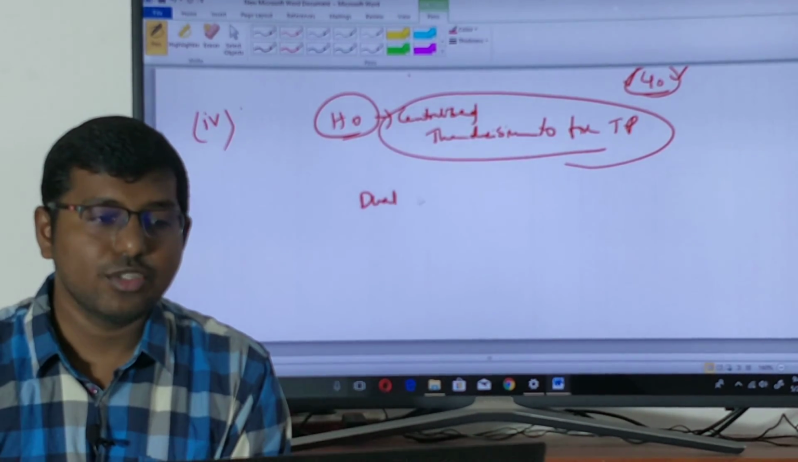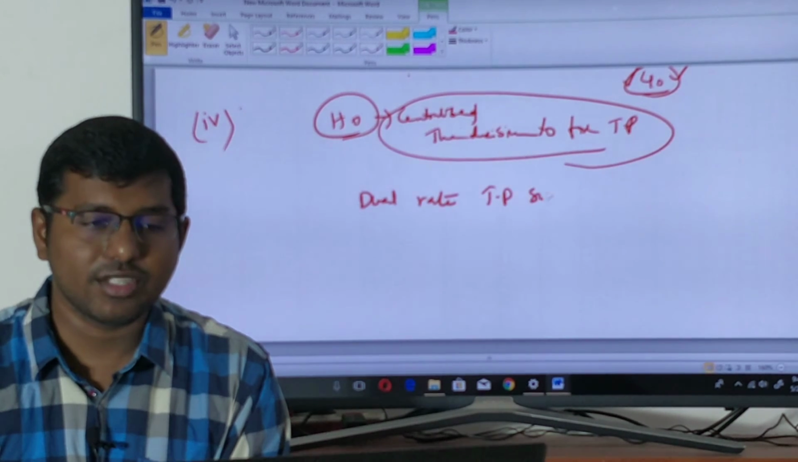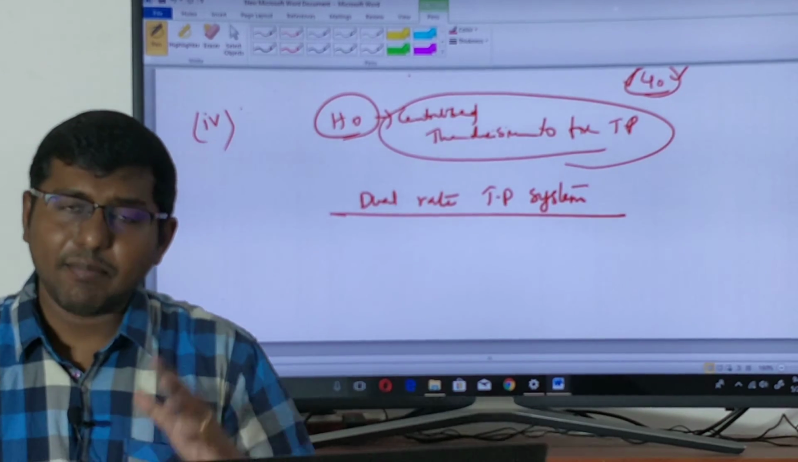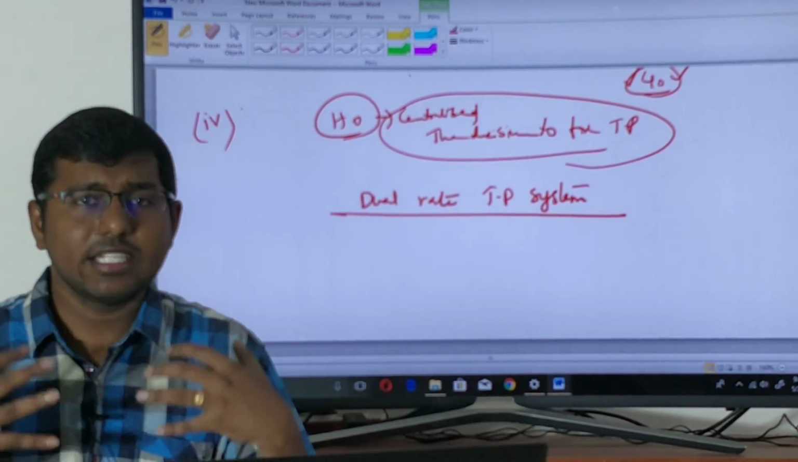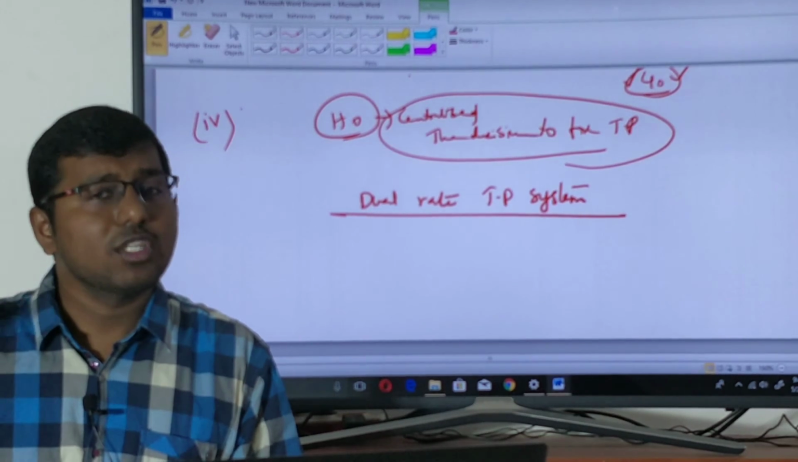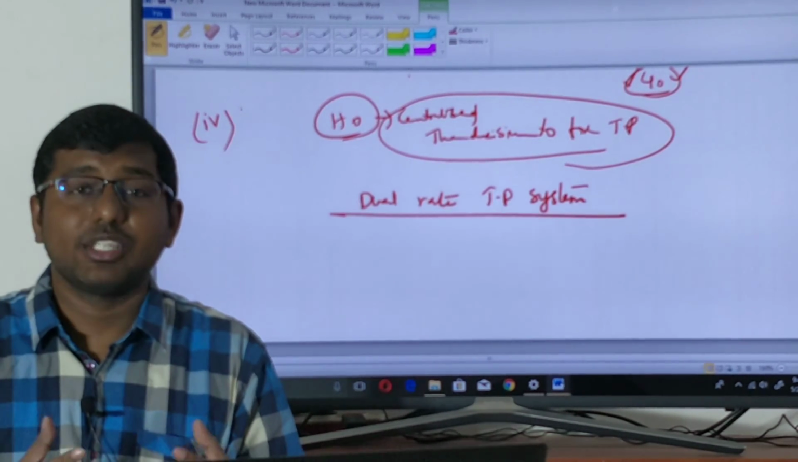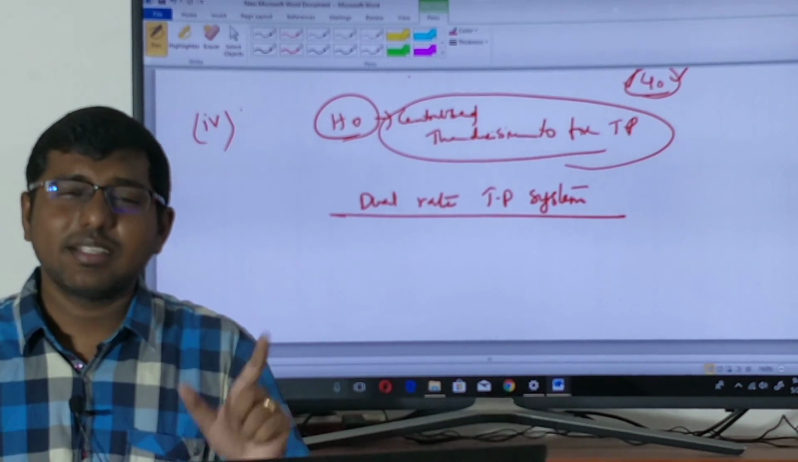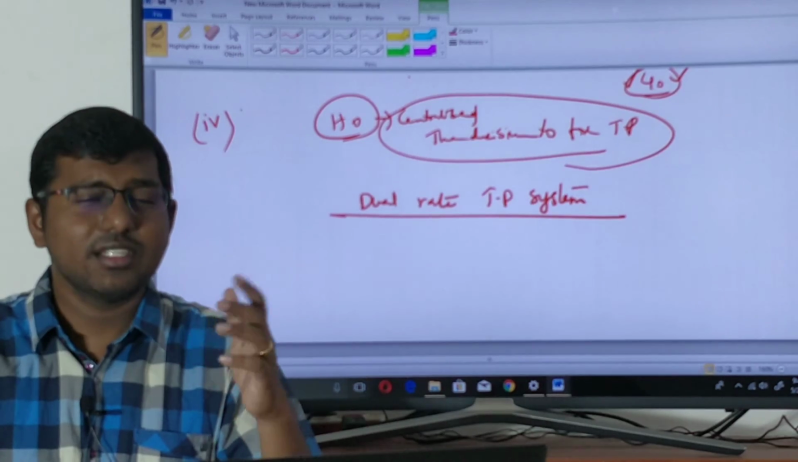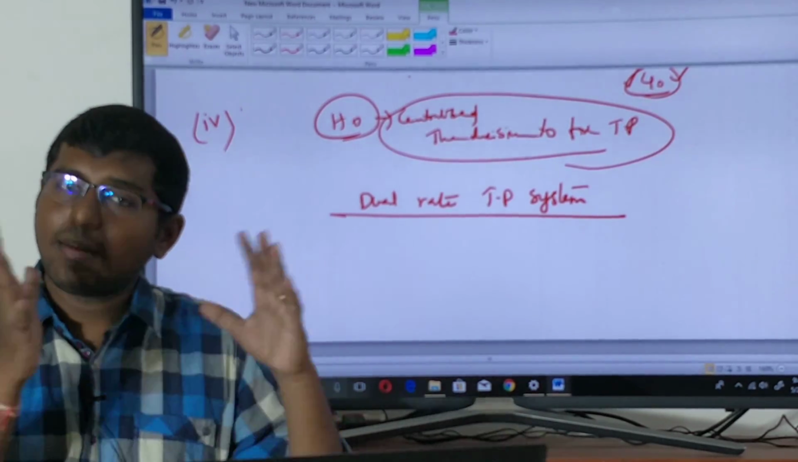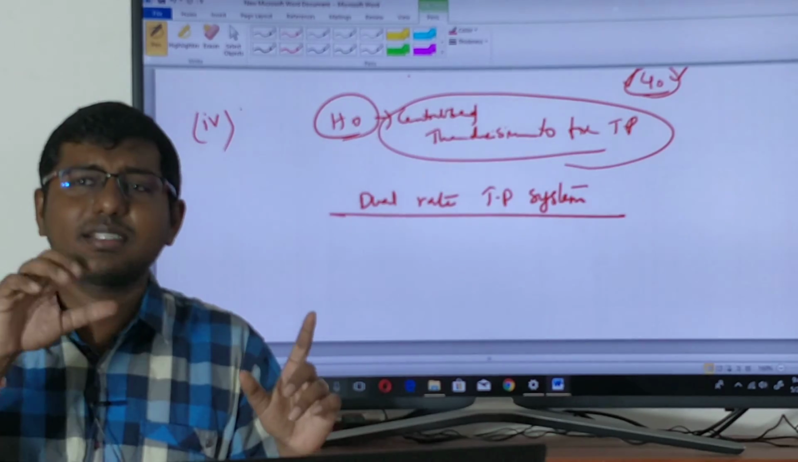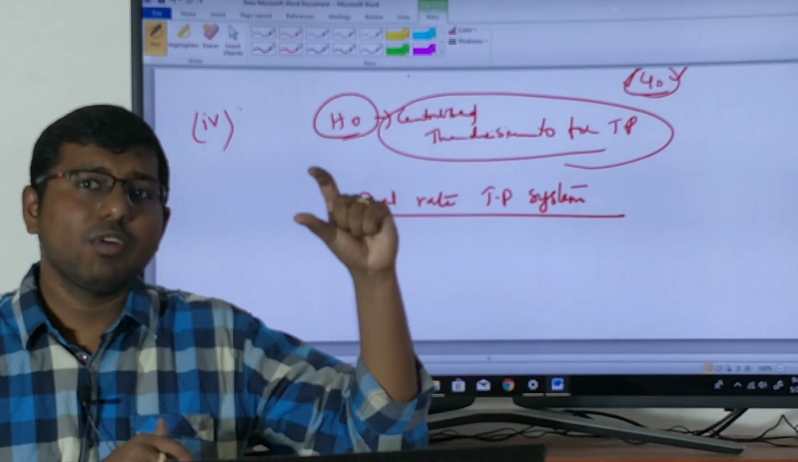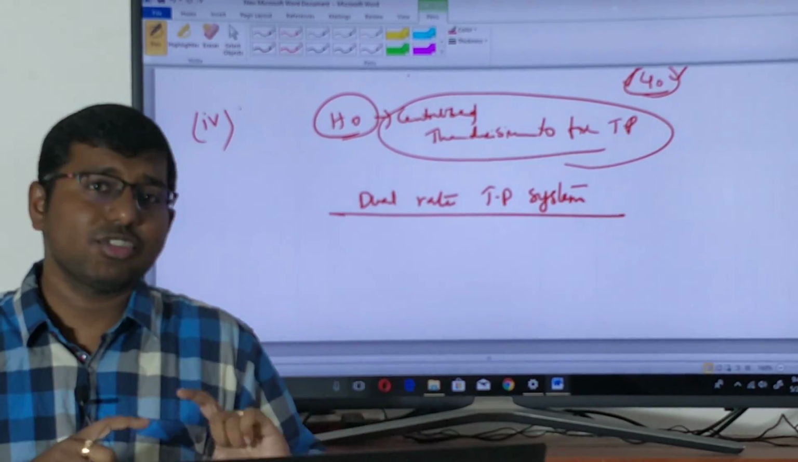The second solution is to fix a dual rate transfer pricing system. What do you mean by a dual rate transfer pricing system? It's pretty simple. The supplying division will record in its books TP equal to variable cost plus some profit margin. The receiving division will record in its books the TP as only marginal cost. Let's say the variable cost spent by the supplying division is 16. In its books, it will fix TP as 16 plus, let's say, 4 rupees, which means TP of 20. So in the supplying division's books, the revenue will be 20 and the cost will be 16, and the supplying division will have a profit of 4.